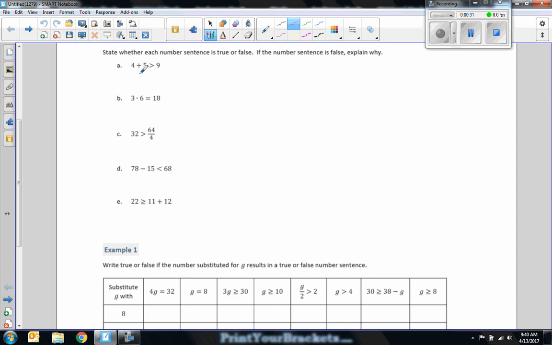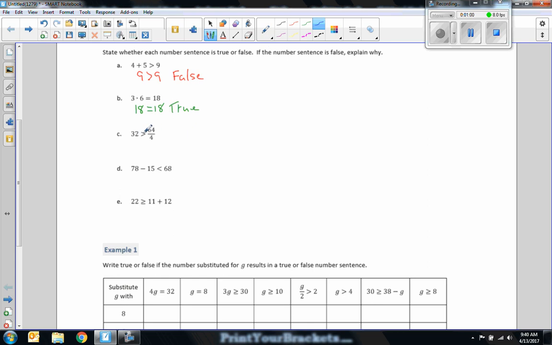Okay, here we go. A: 4 plus 5 is 9. 9 is greater than 9. That is false. I'm not going to take the time to write why, I'll just say why. 9 is not greater than 9. That's why that is false. 4 plus 5 is not greater than 9. Second one, B. 3 times 6 is 18. 18 equals 18. That is true.